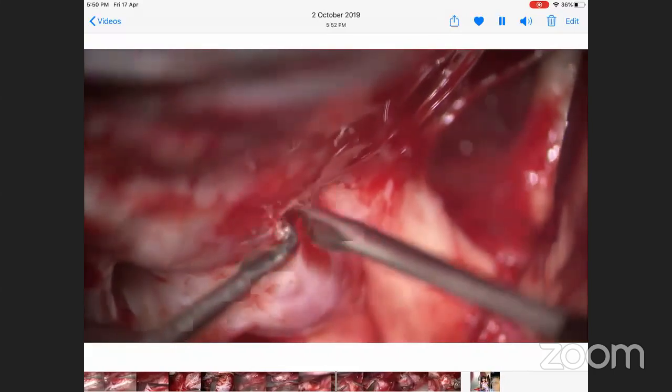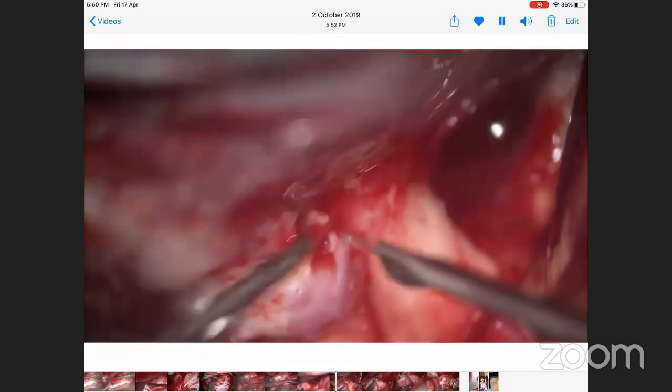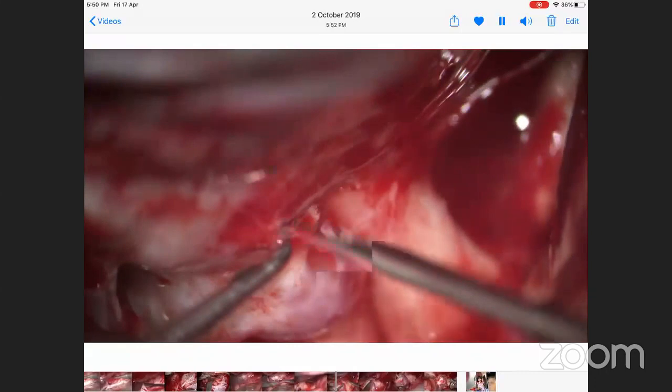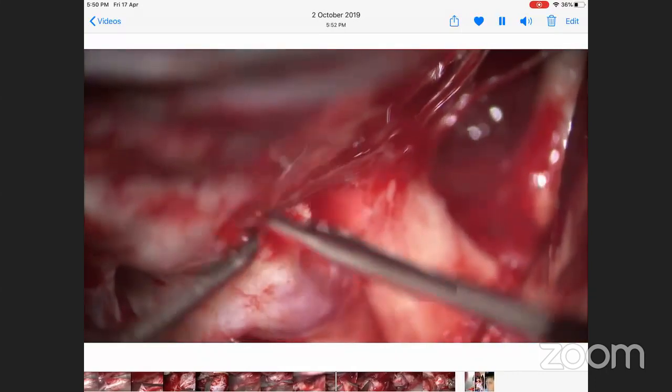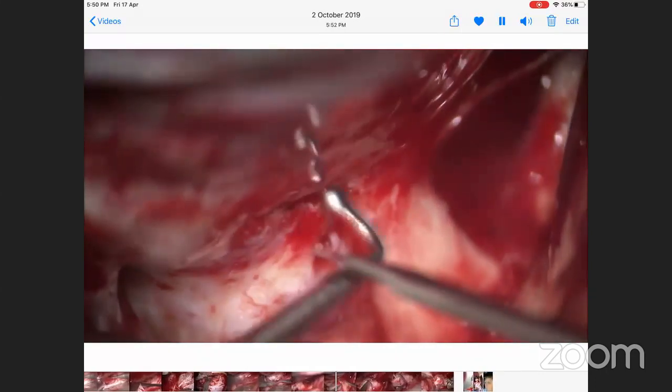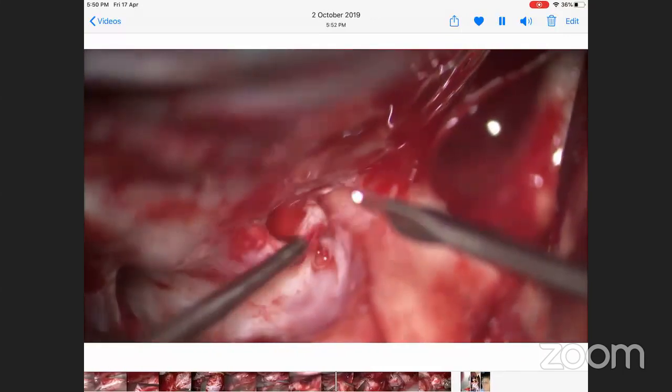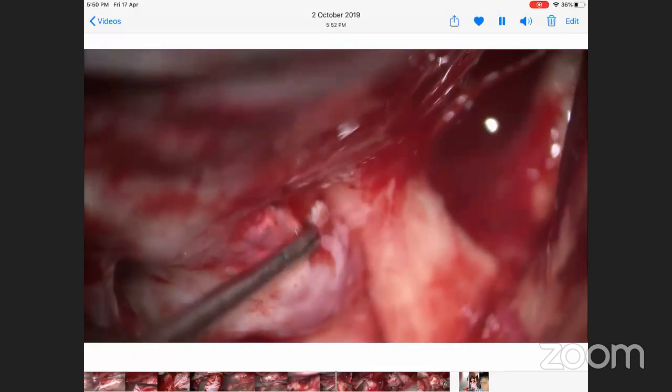And then you see, I'm using a hook and I'm under very high magnification. I'm cutting the distal dural ring. There is no clinoid here. That is the beauty of this, okay? If there's no clinoid, see how easy this aneurysm is now.